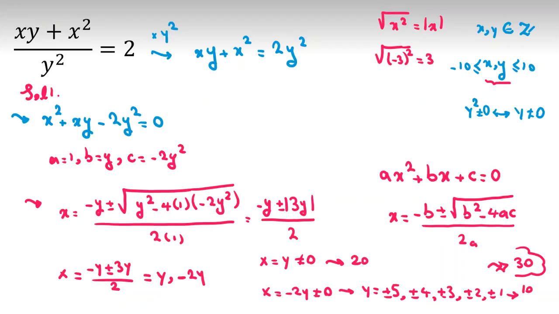Let me show you a solution that is much easier. Here, xy plus x squared is 2y squared. It's easy, but you should know something. For example, you can say x times y plus x equals 2y squared. First, you can try to write like this, but a better way is to take all things to one side and try to factorize. 2y squared minus xy minus x squared.